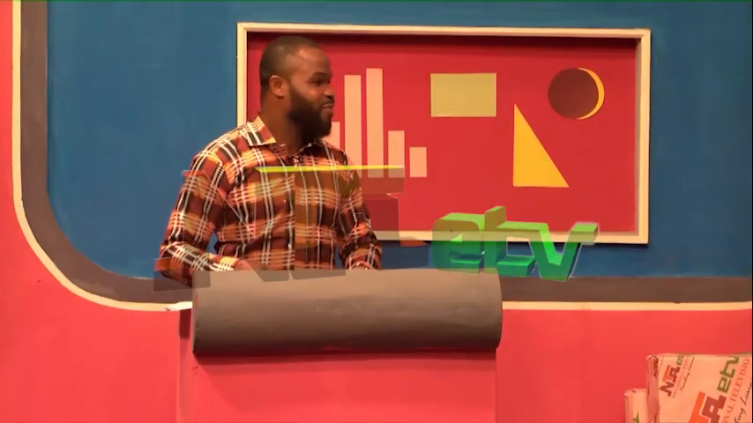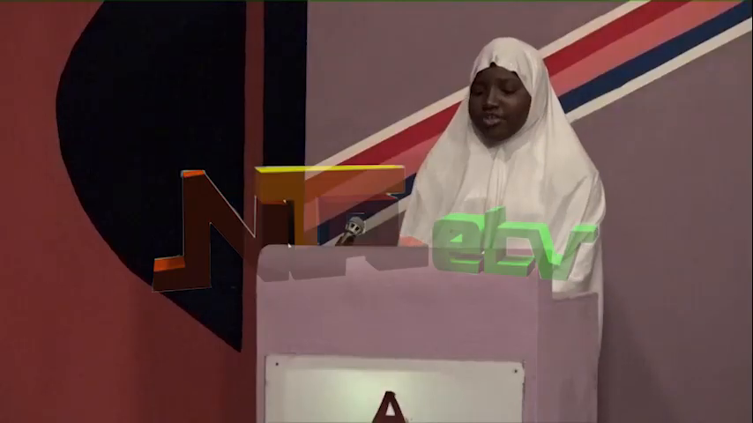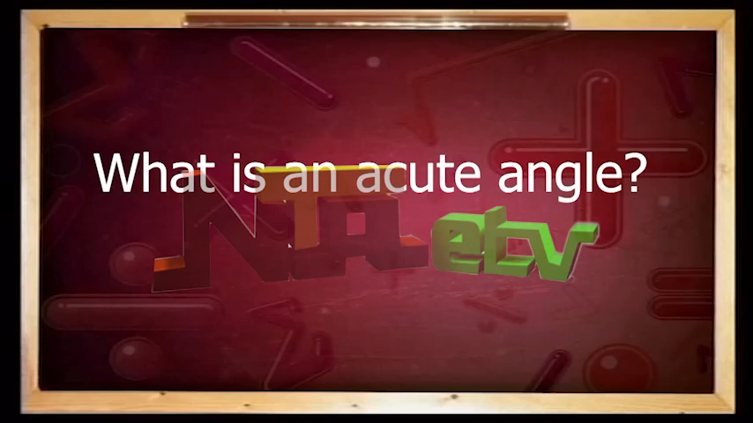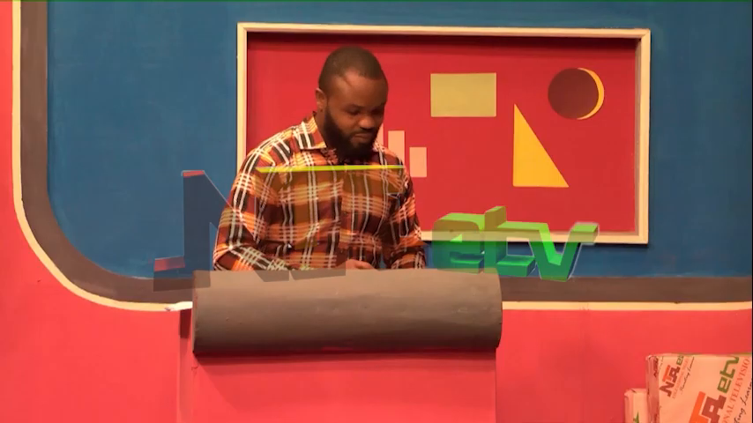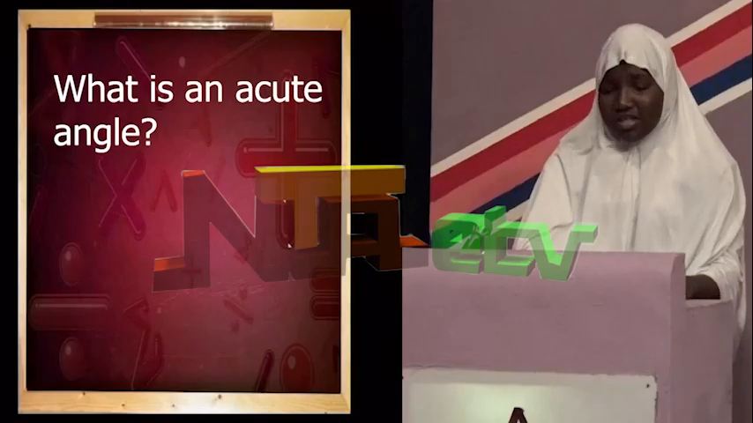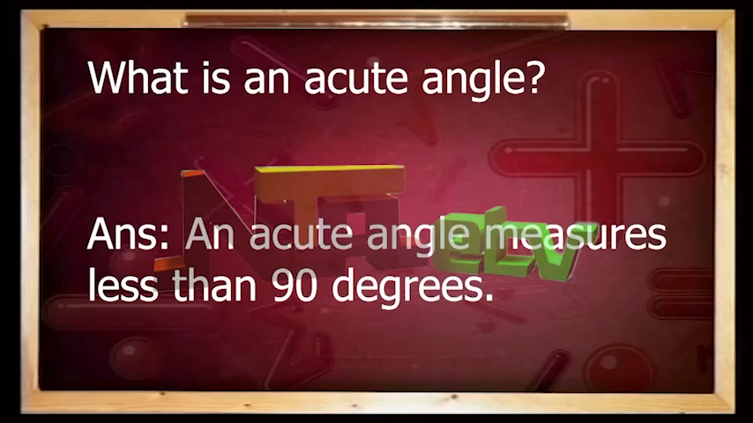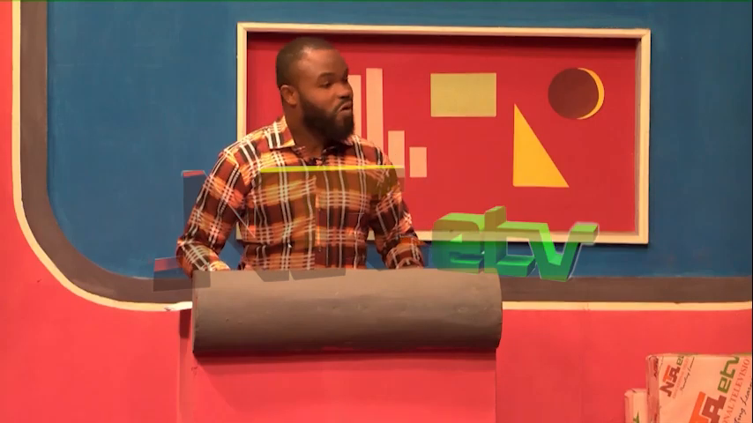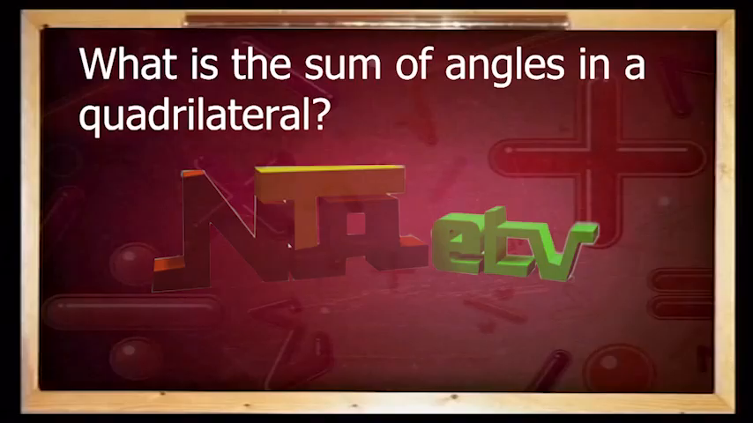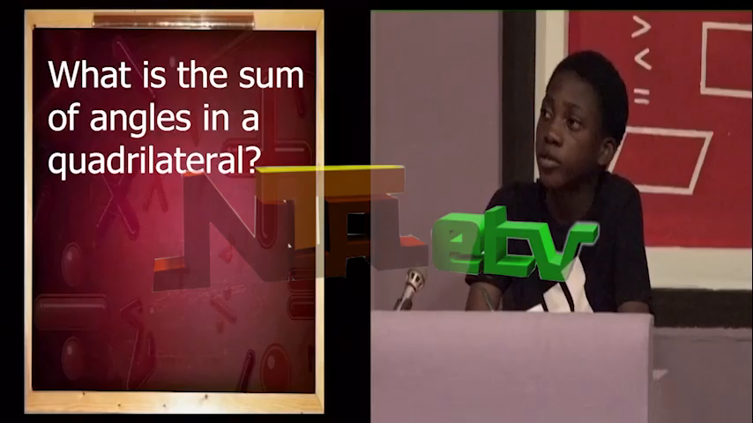Contestant A, pick a number. Number 3. What is an acute angle? An acute angle is an angle that is less than 90 degrees. That is correct. Contestant B, your question. Question 10. What is the sum of angles in a quadrilateral? 360 degrees. And that is correct.